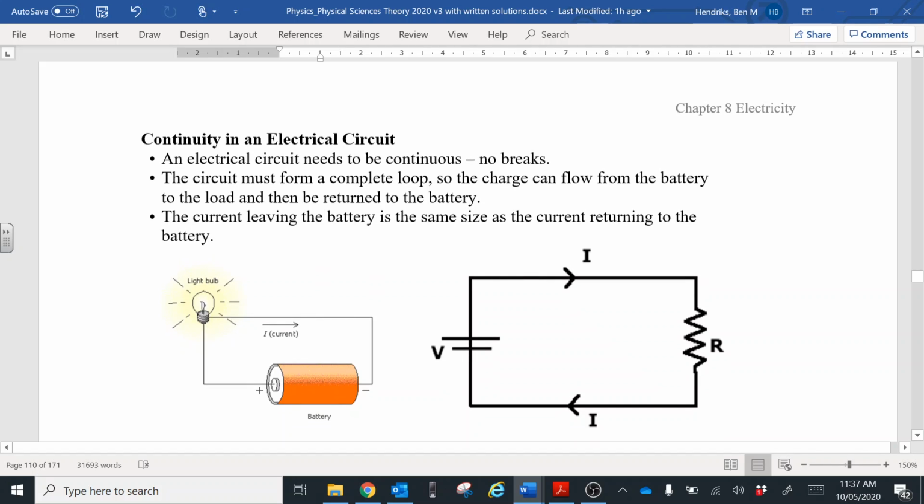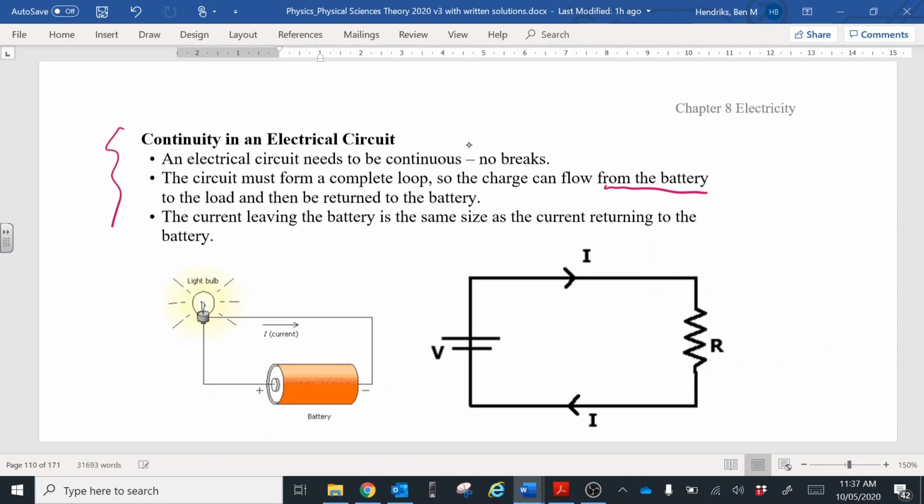So just a few comments here on the continuity in an electrical circuit. An electrical circuit needs to be continuous, no breaks. So that means you need to have the wire all connected, can't have a break in it. The circuit must form a complete loop so that the charge can flow from the battery to the load. A load will be a resistor, and then be returned to the battery. Now the current leaving the battery is the same size as the current returning to the battery.